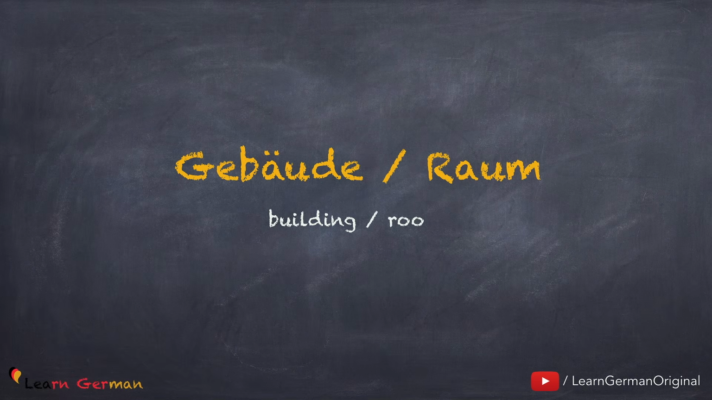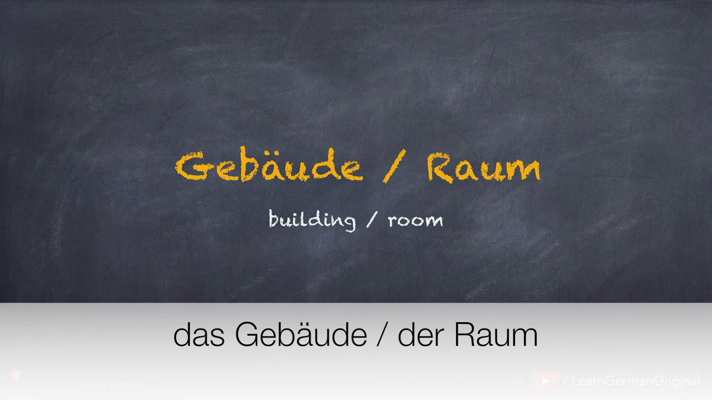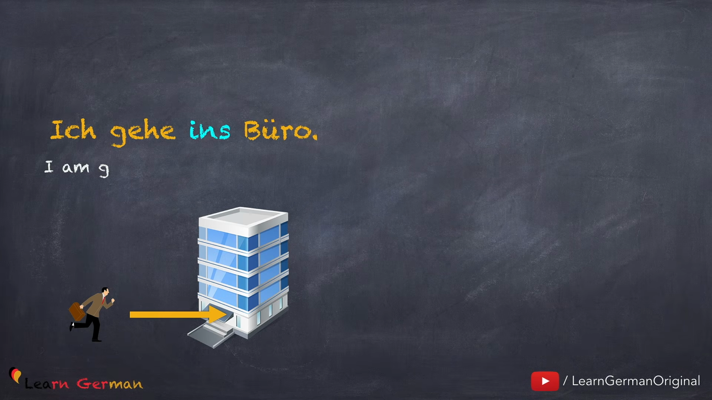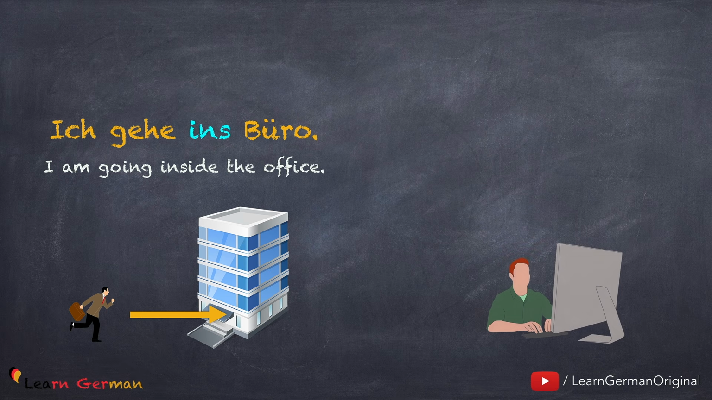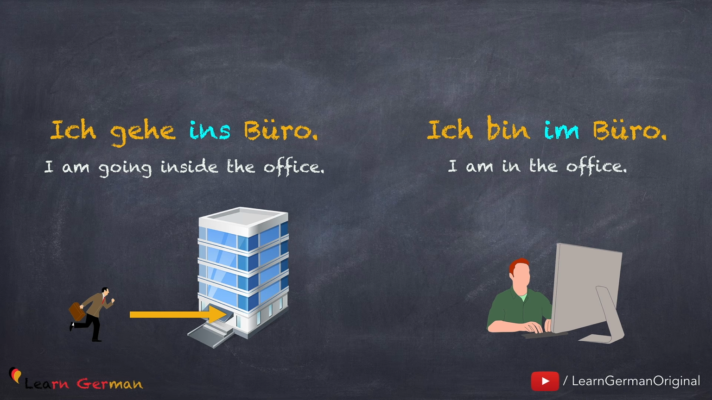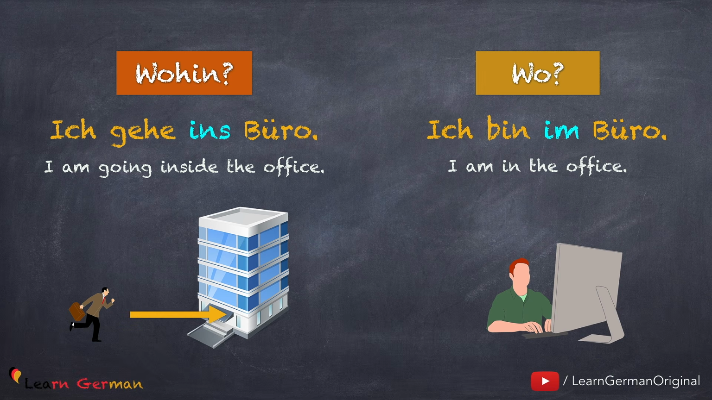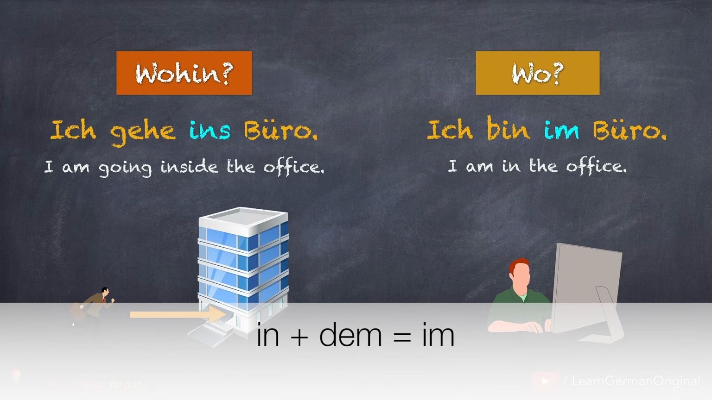You would also use the preposition in when you have a Gebäude oder Raum or any structure that has 4 walls. For example, ich gehe ins Büro. And the next one, ich bin im Büro. Do remember, with wohin, you will use the accusative article. And with wo, where there is no movement, you will use the dative article.